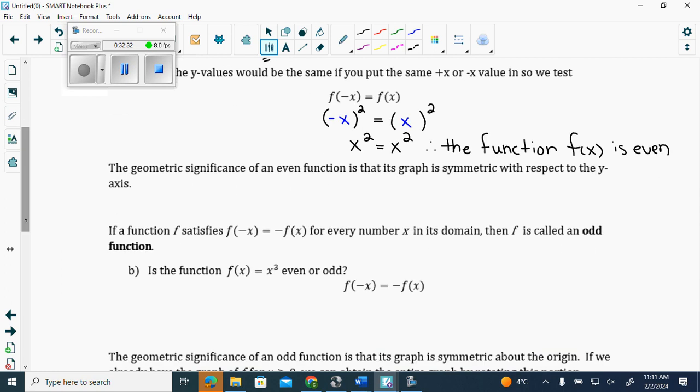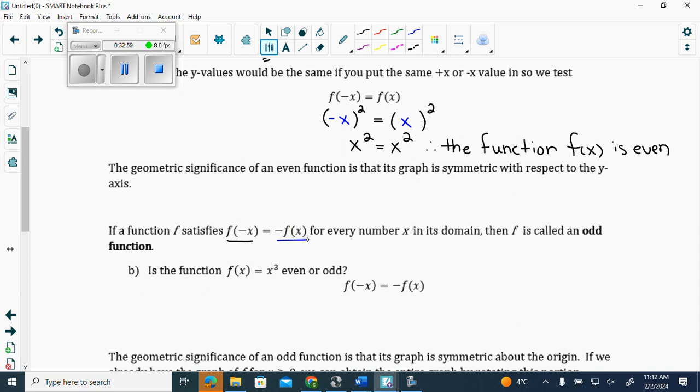So, what about odd? If a function f satisfies f of negative x equals negative f of x, what does this mean? This means this y value, say it's 8, what's this one going to be? Negative 8. And that's where you get that cubic function, right? It would be like this. That's all it is.